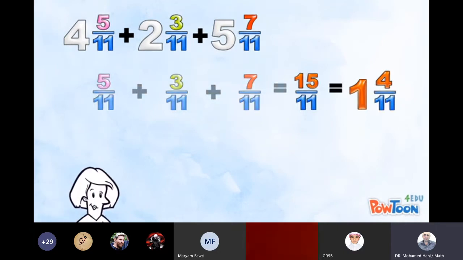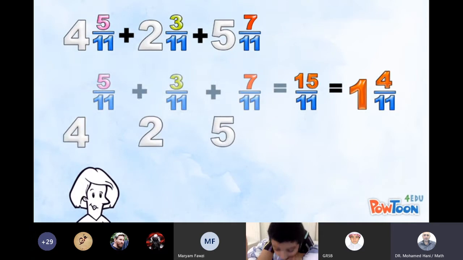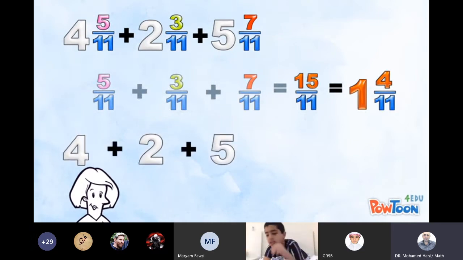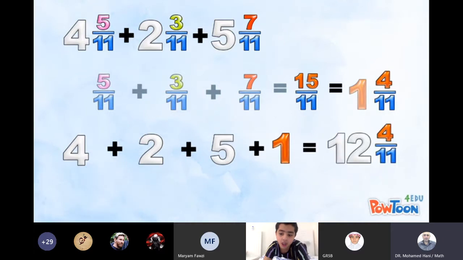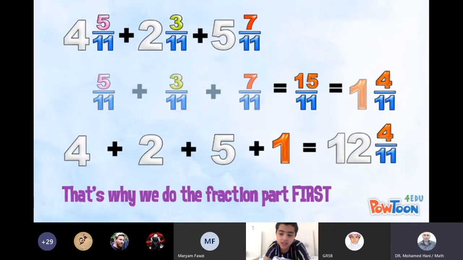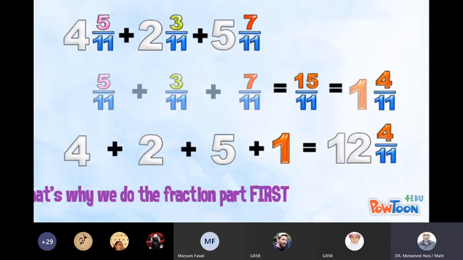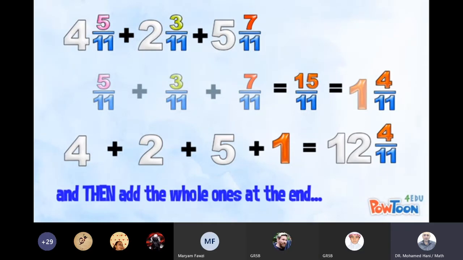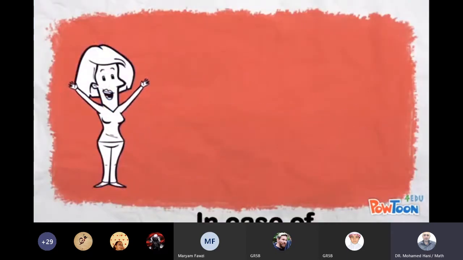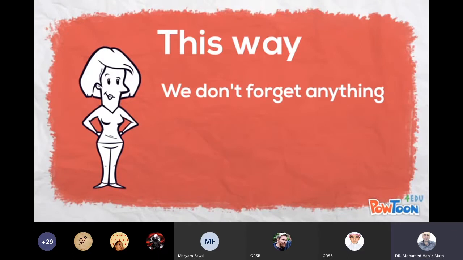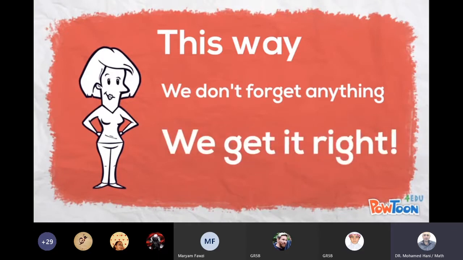Now, on the next line down, we add the whole ones together. 4 plus 2 plus 5 is 11, plus this other one from the mixed number. That's 12. Our final answer is 12 and 4/11. That's why we do the fraction part first, and then we add the whole ones at the end, in the case of mixed numbers. This way we don't forget anything. This way we get it right.